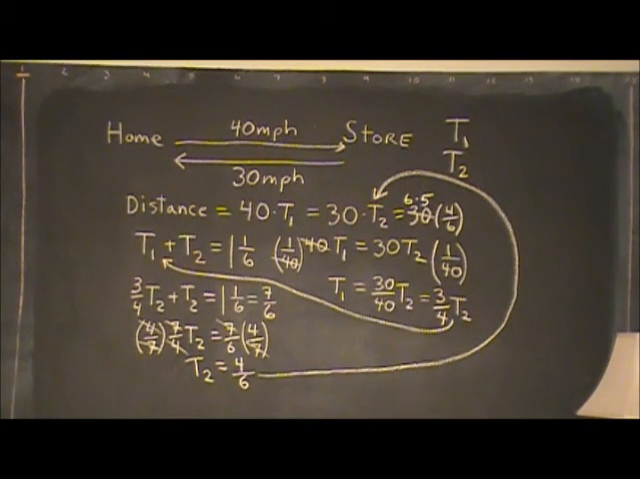and since 30 is equal to 6 times 5, we can cancel the 6's, and we find that the distance traveled to the store is 5 times 4, which is 20 miles.